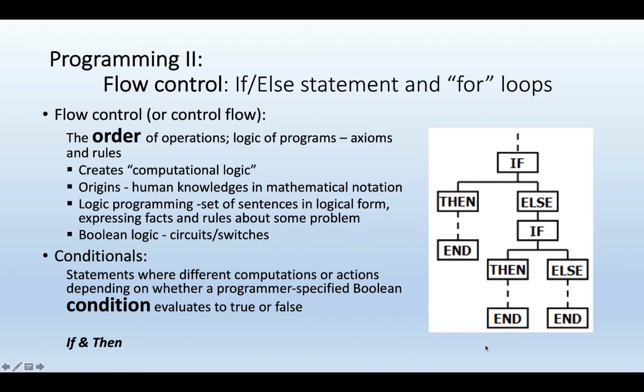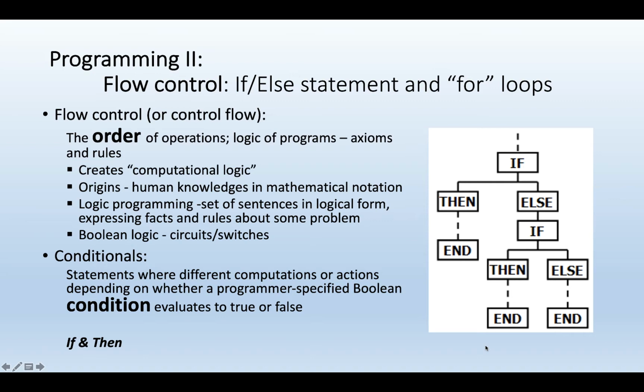So, what is flow control or control flow? At its heart, it's basically just an order of operations. It's the logic of the program. It's the order in which things occur, right? What these do is they set up the axioms or the rules by which we believe that whatever code we write is going to work. And when it does this, we create what's known as a computational logic.